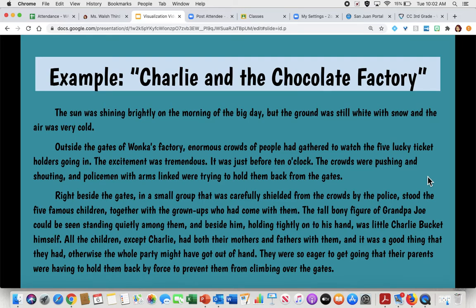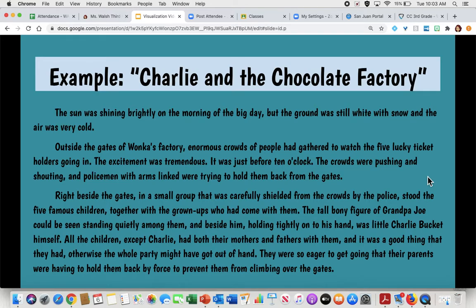The sun was shining brightly on the morning of the big day, but the ground was still white with snow and the air was very cold. Outside the gates of Wonka's factory, enormous crowds of people had gathered to watch the 5 lucky ticket holders going in. The excitement was tremendous. It was just before 10 o'clock. The crowds were pushing and shouting, and policemen with arms linked were trying to hold them back from the gates. Right beside the gates, in a small group that was carefully shielded from the crowds by the police, stood the 5 famous children, together with the grown-ups who had come with them.